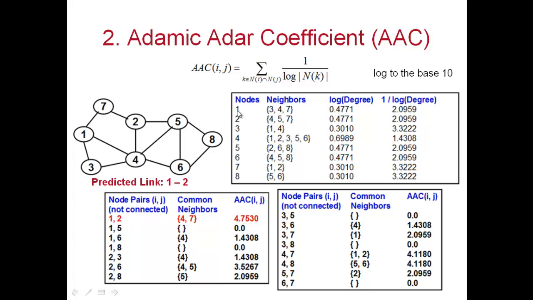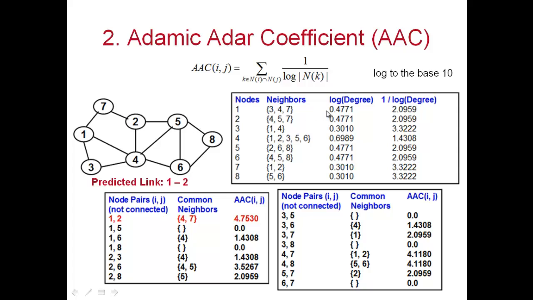So for each node, say 1, you have 3, 4 and 7 as the neighbors. For 2, 4, 5, 7 as the neighbors, and so on. So we can write down the convention in increasing order of the neighbor IDs. Alright, so the number of neighbors is the degree.